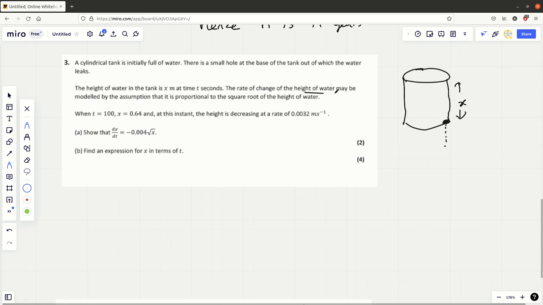Okay, we've got a cylindrical tank. There's a small hole at the base which water's leaking out from. Okay, right, fine. The height of the tank is x, and that's the height of the water in the tank. The rate of change of the height of the water, so that's dH by dt. When they say the rate of change of the height of the water may be modelled by the assumption that it's proportional to, okay, I'll do the proportional sign then, the square root of the height.